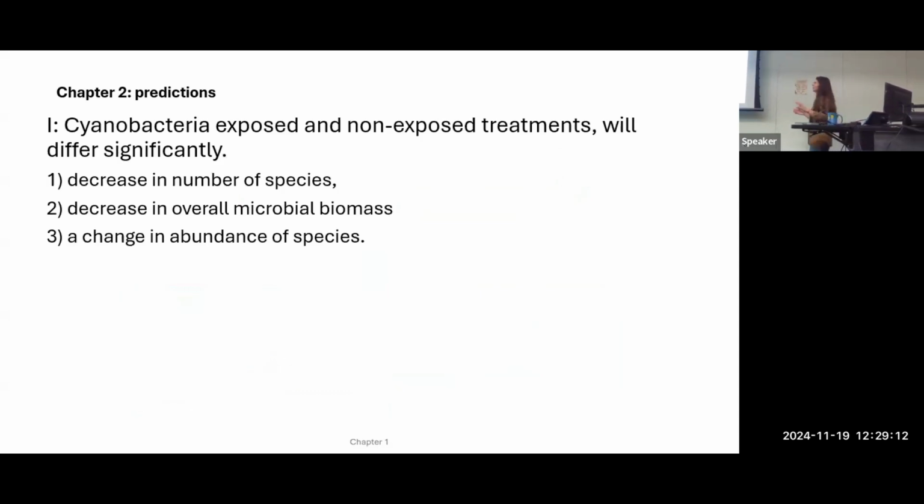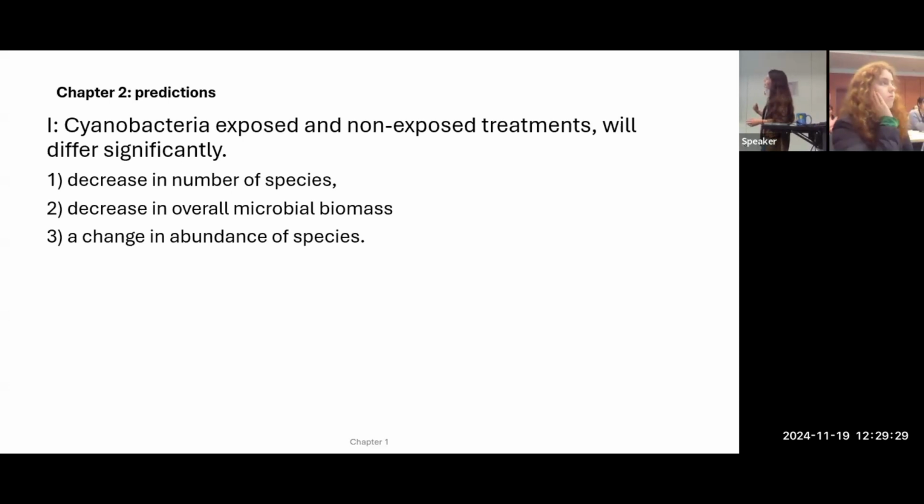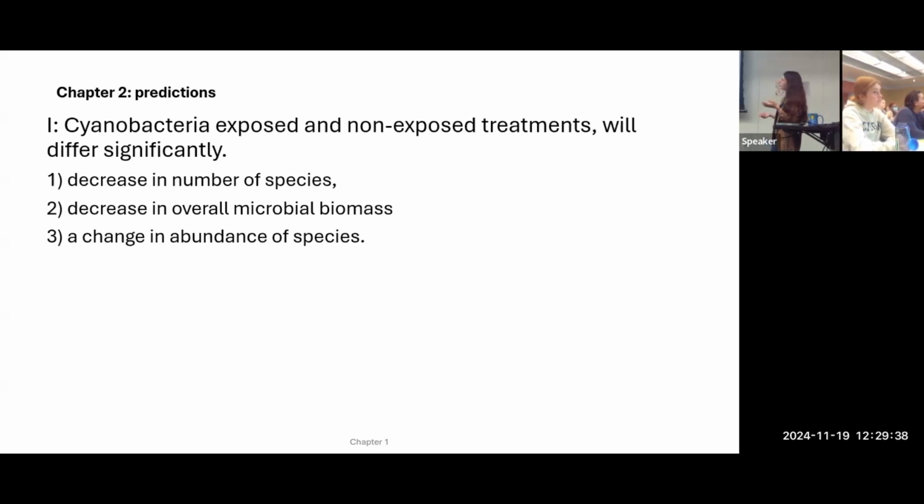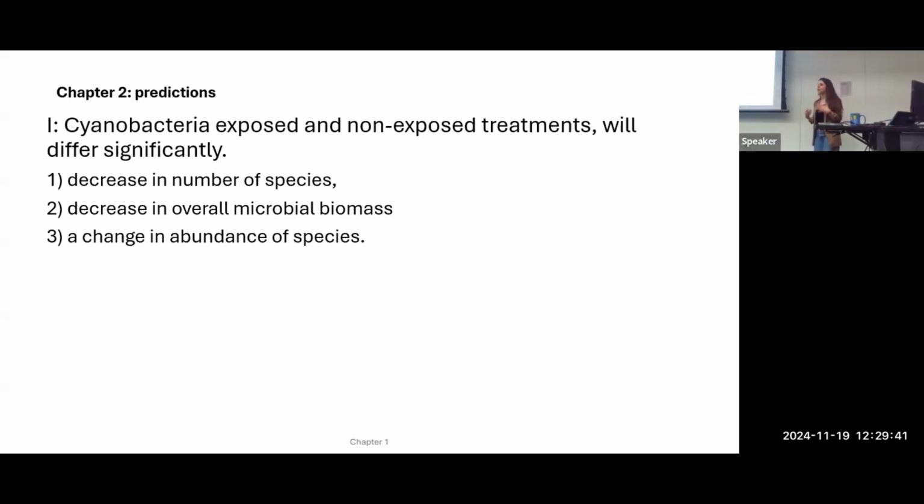So let's talk about some predictions really quickly. Cyanobacteria exposed treatment groups will probably differ significantly from the others. As I previously showed you, the microbiome can mediate tolerance to the cyanobacteria. However, it's not known to do this for parasitic stressors. So I expect that in the microbiome and in the outside water environment, we will see a decrease in number of microbial species. Also, stressing events normally occur and are marked by limited or lowered biomass throughout.